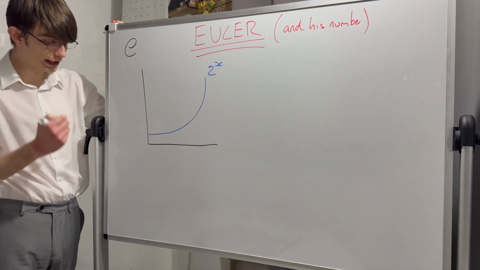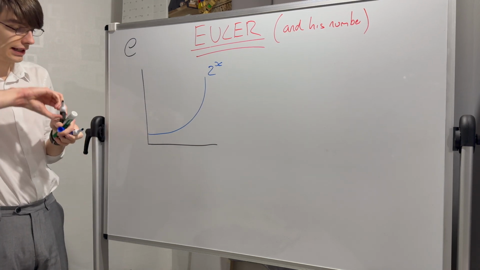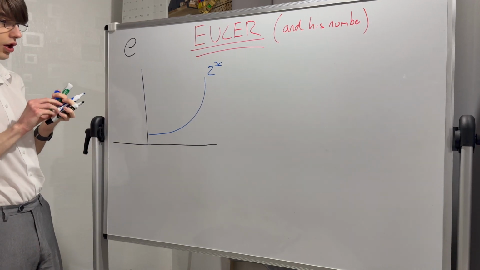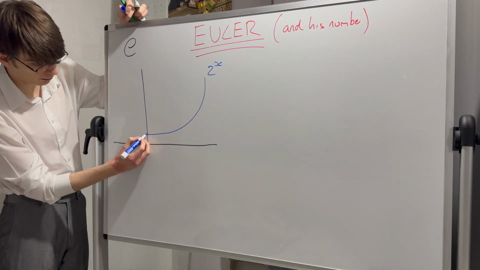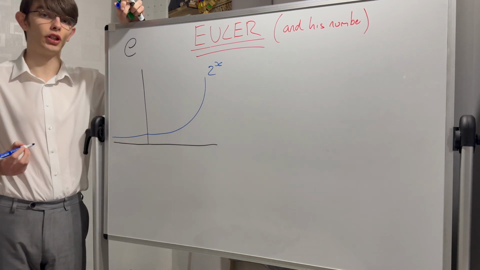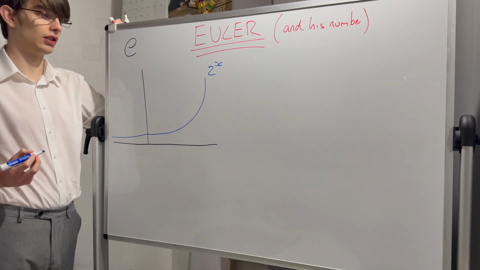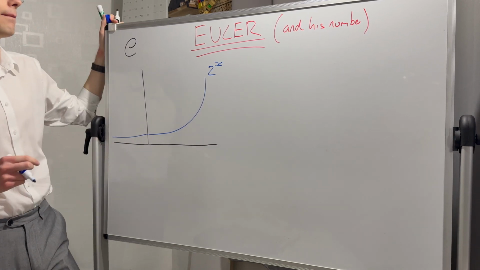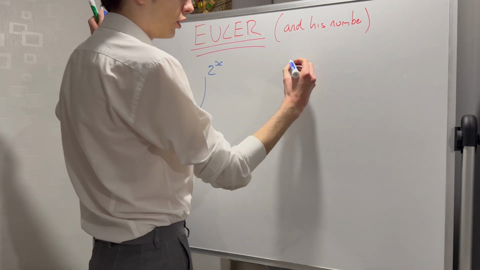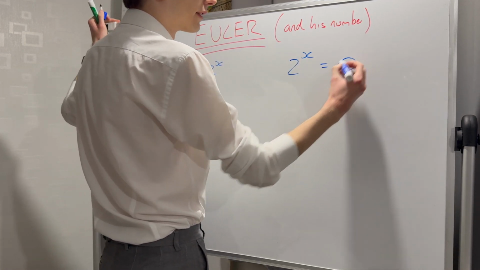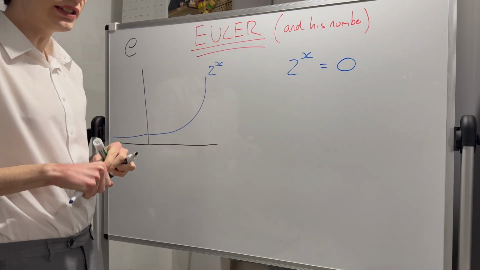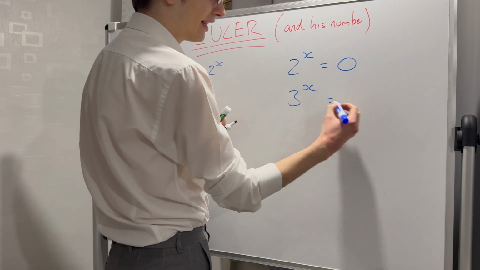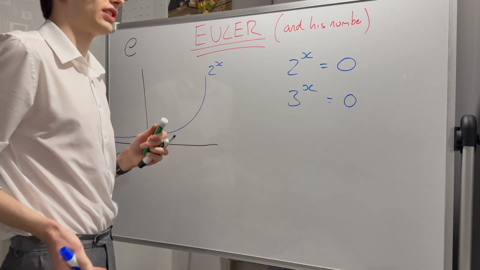Now, the first thing that I want you to notice here is that if I continued this graph forever, my 2 to the x graph will make an asymptote with y equals 0. The reason for that is there is no number that we can put into 2 to the x to make 0. And this is true for every exponent with an x in it: 3 to the x equaling 0, 4 to the x, 147 to the x.